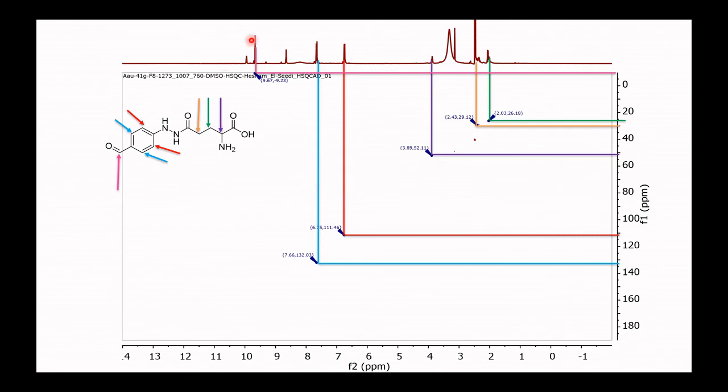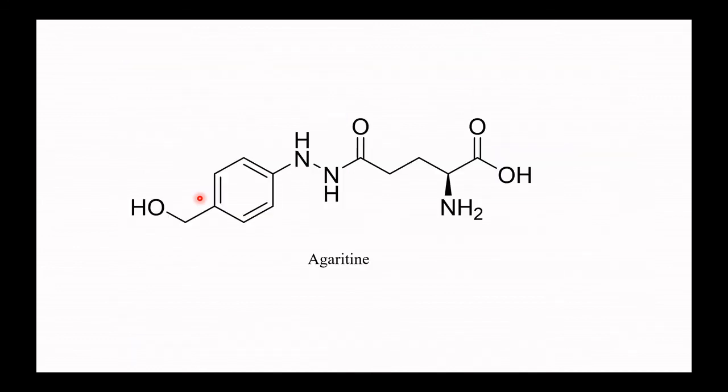Why don't you see correlation of these last peaks here? There is no correlation at all. Do you know why? Because these are carbonyl groups, and these carbonyl groups don't have protons, right? Therefore, they will not show any correlation. This is carbonyl group, carbonyl group. It doesn't have proton. So you see only the correlation of proton with carbon. That's why we call it HSQC.